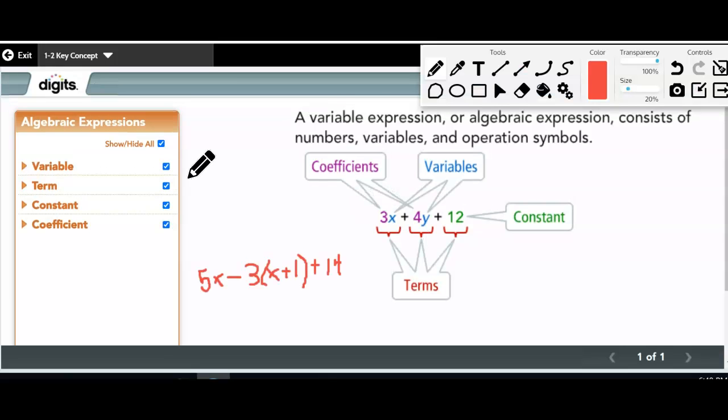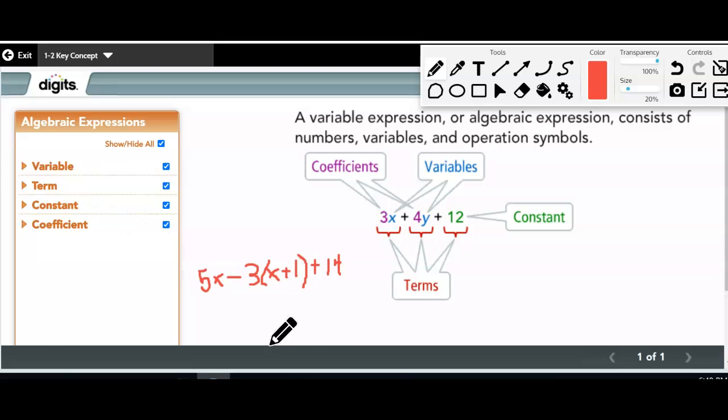All right, I've given you another algebraic expression here: 5x minus 3 parentheses x plus 1 close parentheses plus 14. So let's try to find the variable. The variable in this case would be x and x. It is a value that we do not know, so we give it a letter.